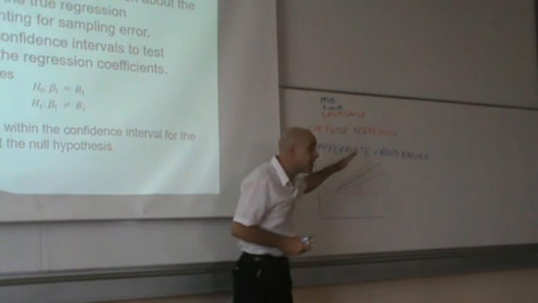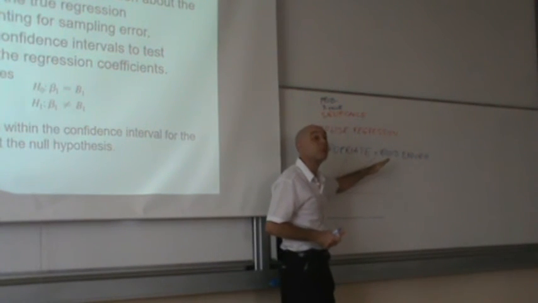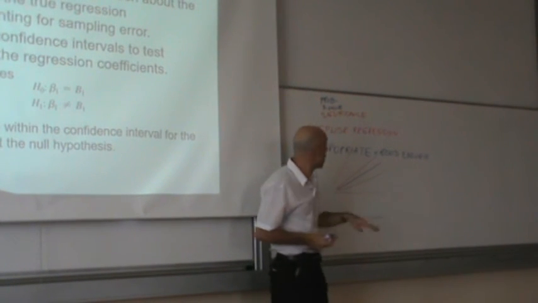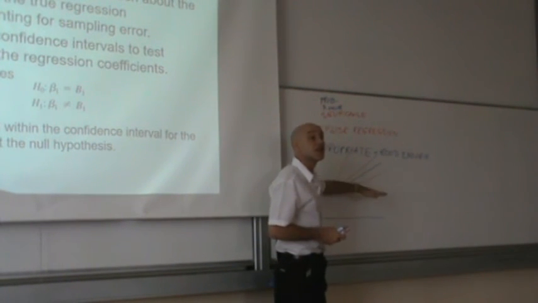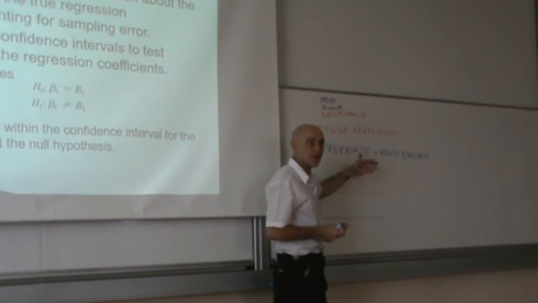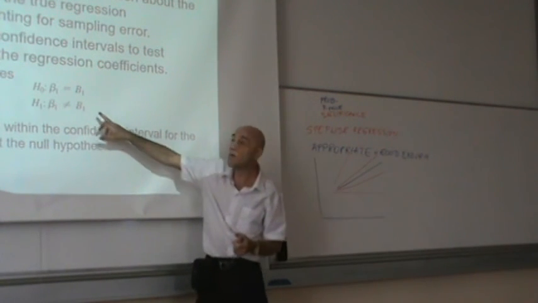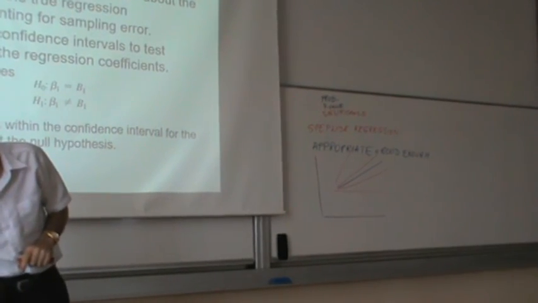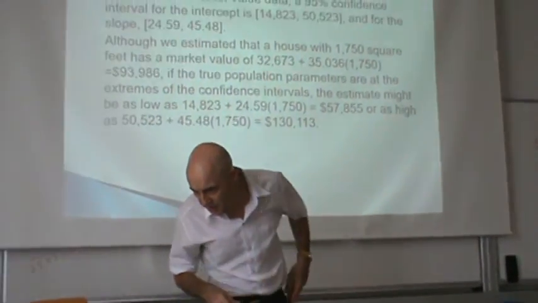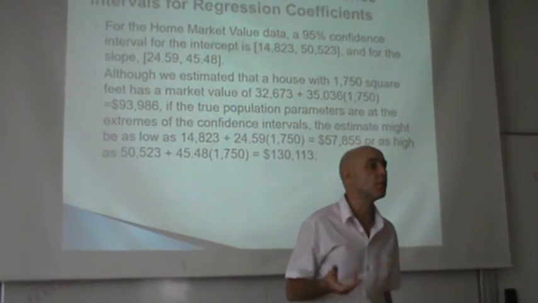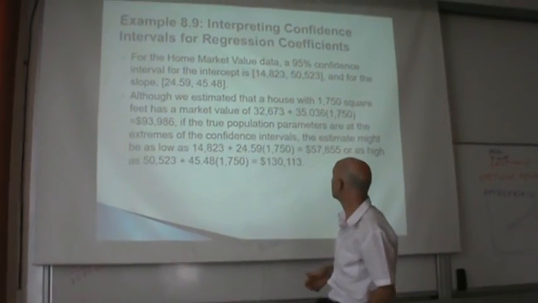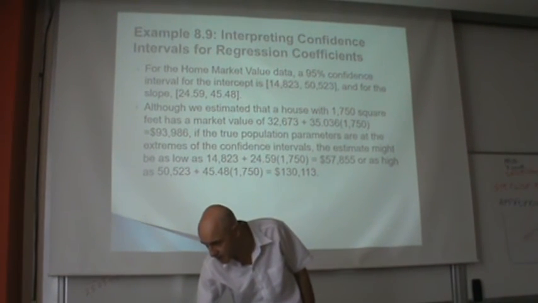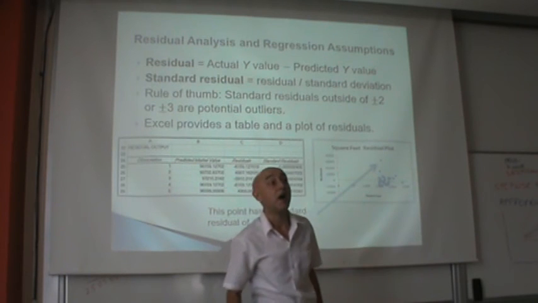And you can also test whether the slope is a particular value. So kind of a one-tailed test. You can test the slope against 0 just to check if it's significant, or you can test the slope against something else. Okay, interpreting confidence intervals, maybe we'll do them, probably we won't. Again, this is what it looks like. Let's see what they have.